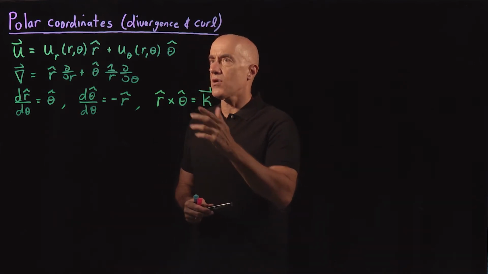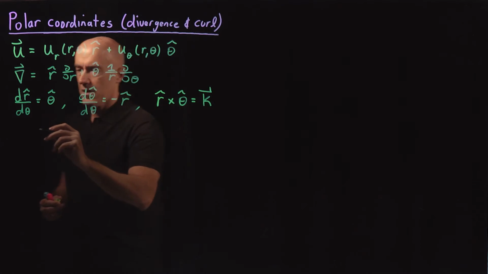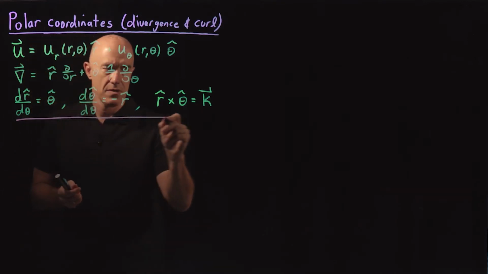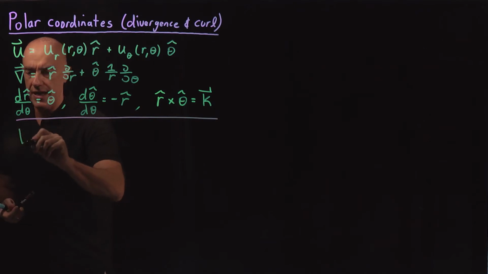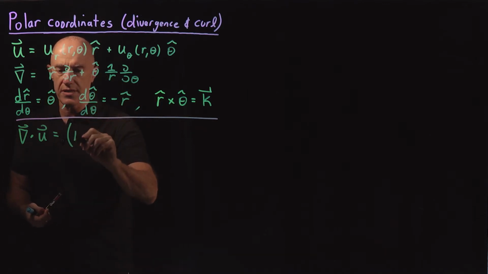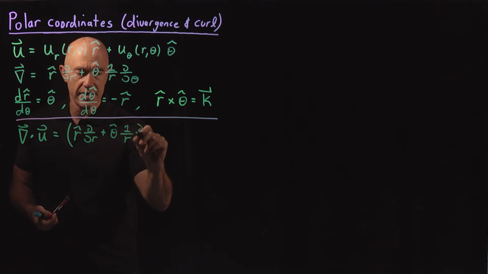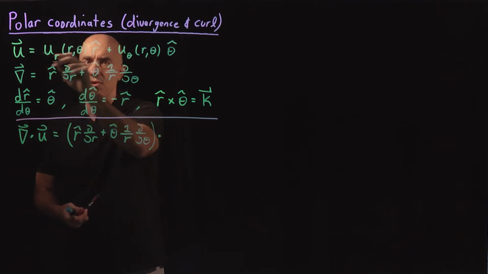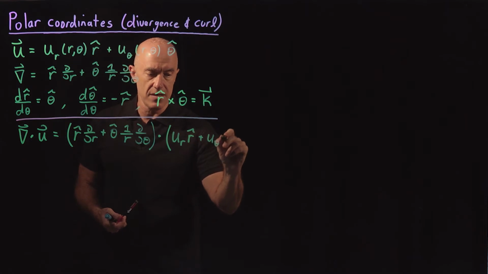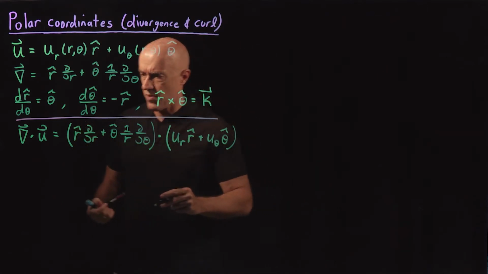OK. So let's start by computing the divergence of u. Del dot u. Let me draw a line here. So we're computing del dot u. We use our gradient in polar coordinates: r hat d dr plus theta hat 1 over r d d theta, dotted into our u in polar coordinates, so u sub r r hat plus u sub theta theta hat. This is 4 terms, right? And let's write them out.